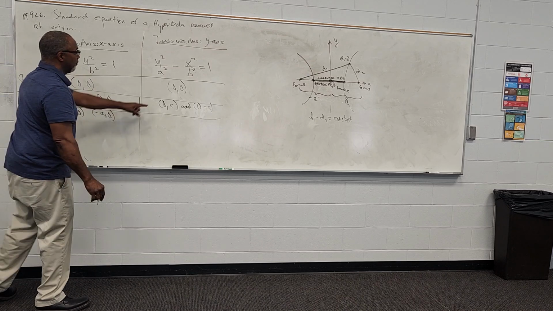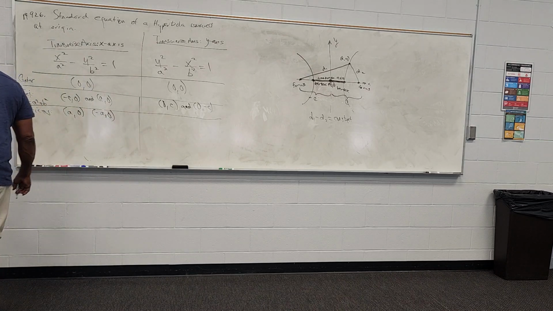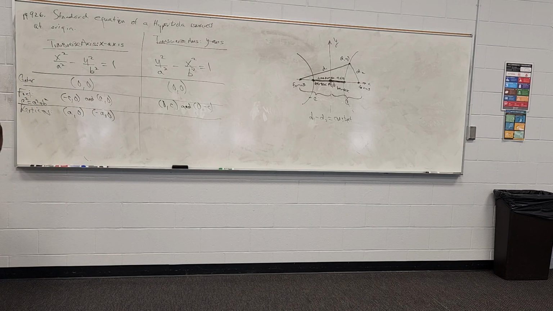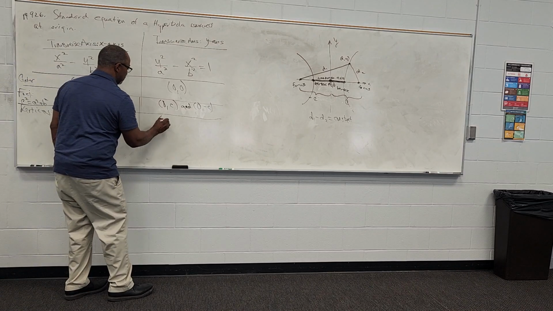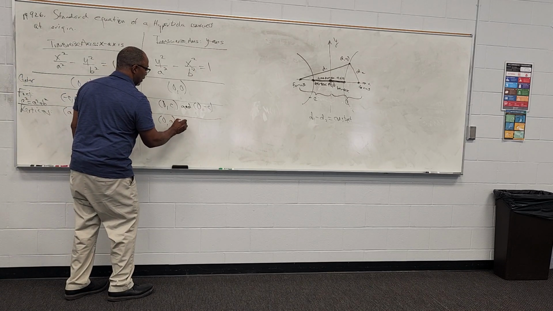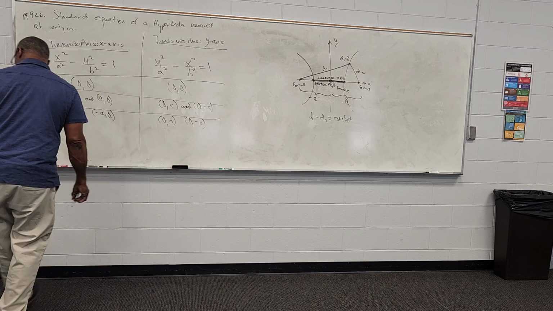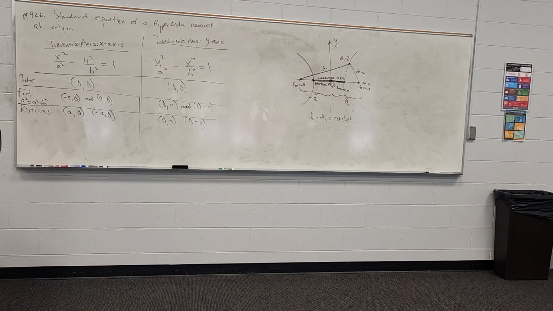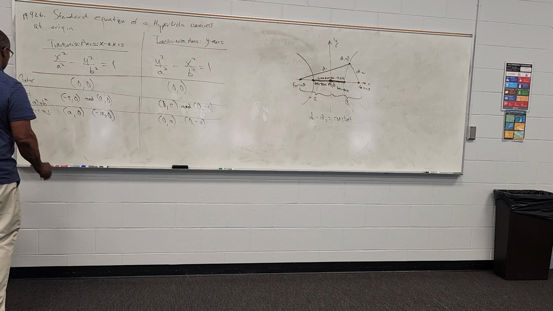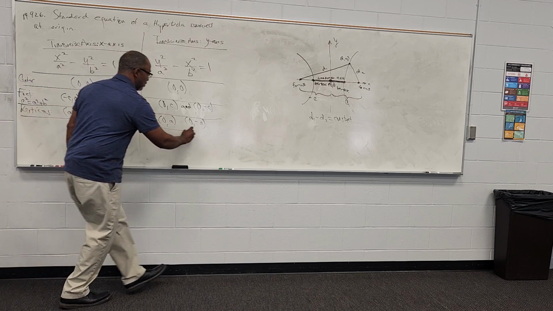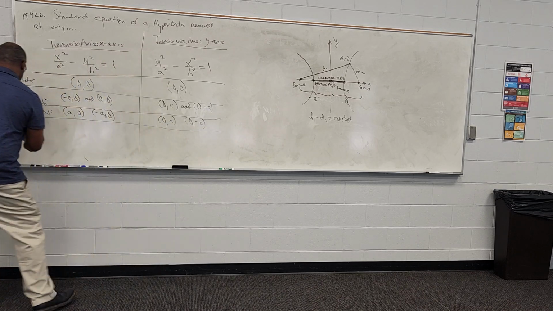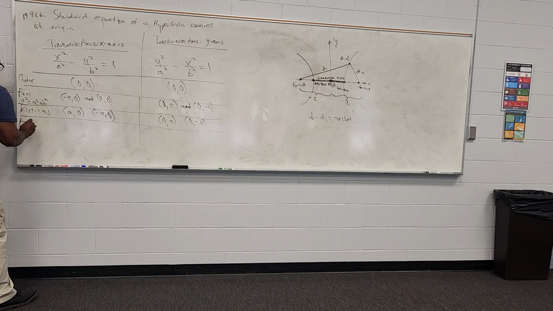Okay? If the transverse axis is the y-axis, the vertices will be at (0, a) and (0, negative a). Okay? And there's going to be asymptotes.